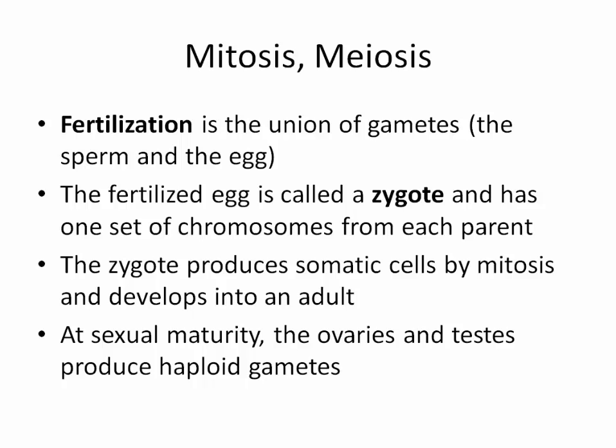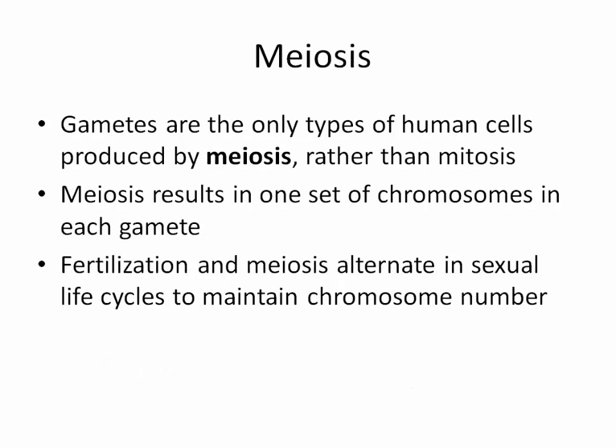But at sexual maturity, that same adult will have, depending on its gender, ovaries or testes, and those are going to produce haploid gametes, not the rest of the body. Gametes are the only types of human cells produced by meiosis rather than mitosis. Meiosis results in one set of chromosomes in each gamete, so it's half the number. Fertilization and meiosis alternate in sexual life cycles to maintain chromosome number. Sometimes these life cycles are pretty distinct.